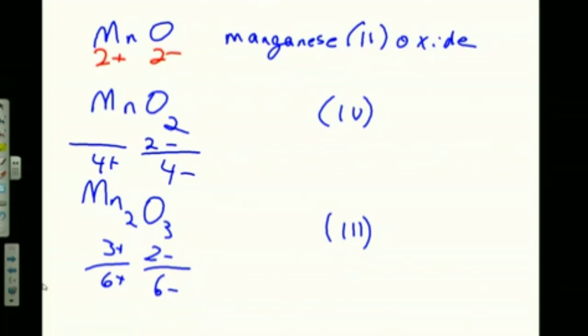6 divided by 2 is the other way to think about it. The total has to be 6. I divide that by 2. It gives me each one of them is 3 plus. Okay? Y'all want more like that? Yeah. Yes.